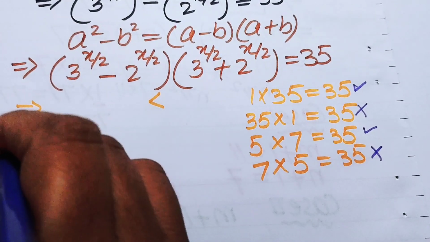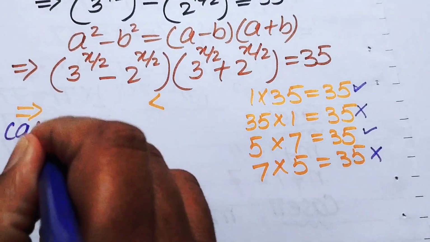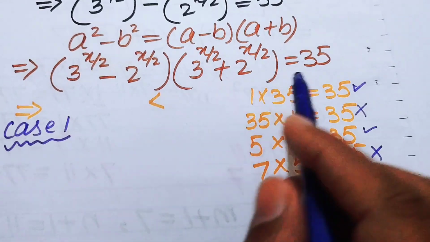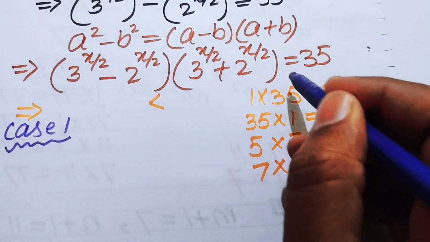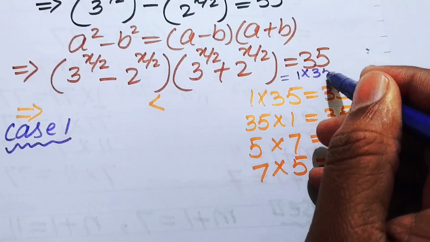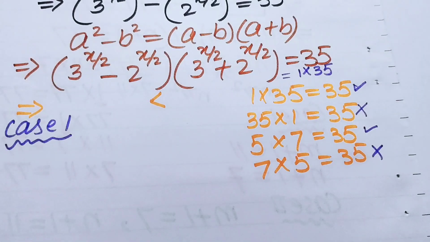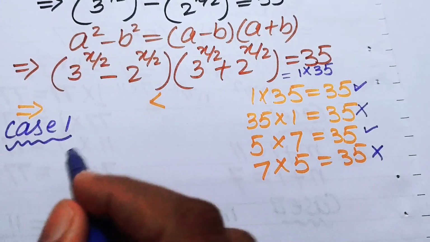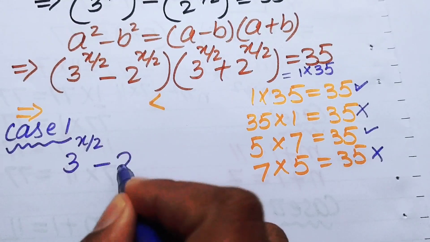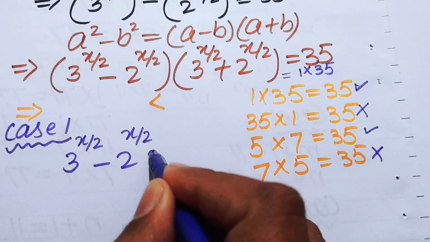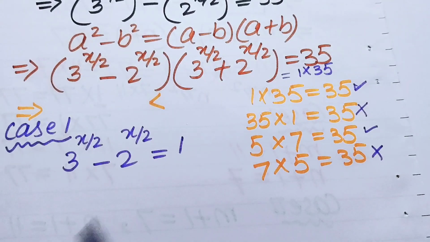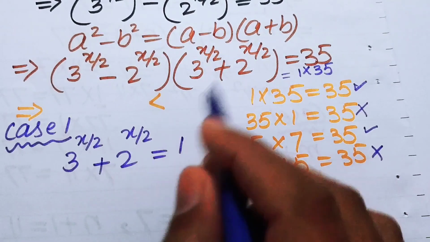So now first we check case 1. In case 1, we suppose that our 35 equals 1 times 35. So when we compare both sides, you see that we have 3 to the power of x over 2 minus 2 to the power of x over 2, our first factor, equals 1, and now first I can write here the positive term.